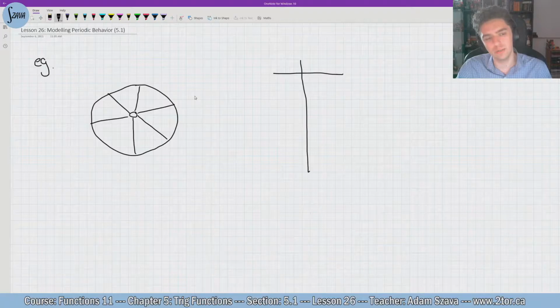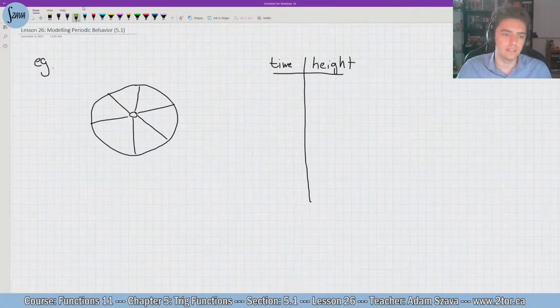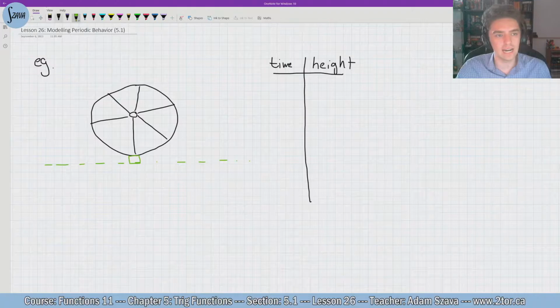I'm going to say as time increases, what happens to my height above the ground? Okay, so let's say the ground's right here, right? Say the ground's right there. And so when we start at the bottom of the Ferris wheel, we can say at time 0, we have a height of 0, right?